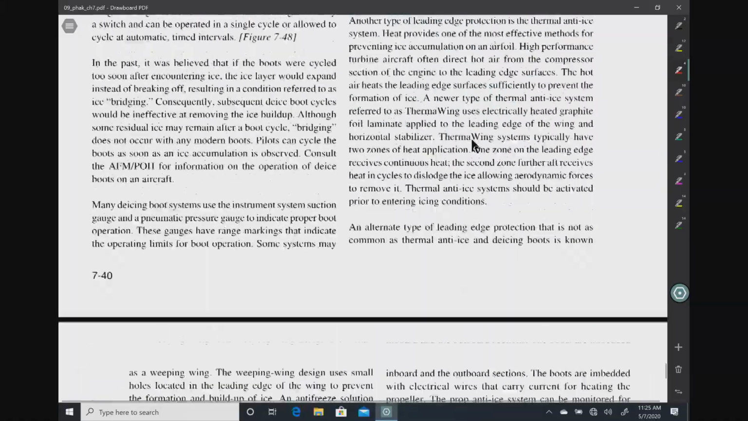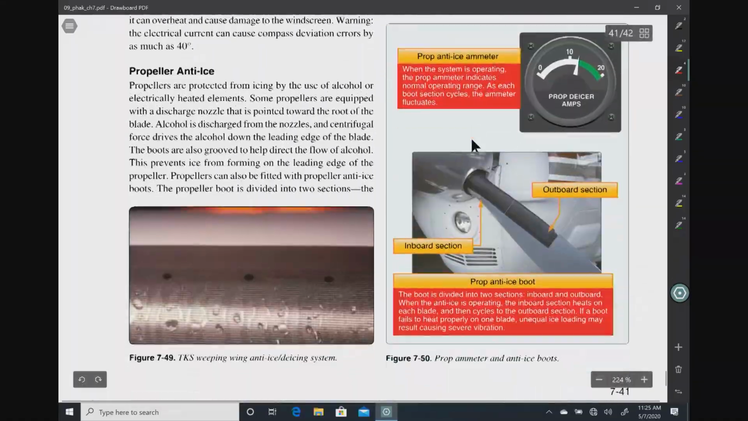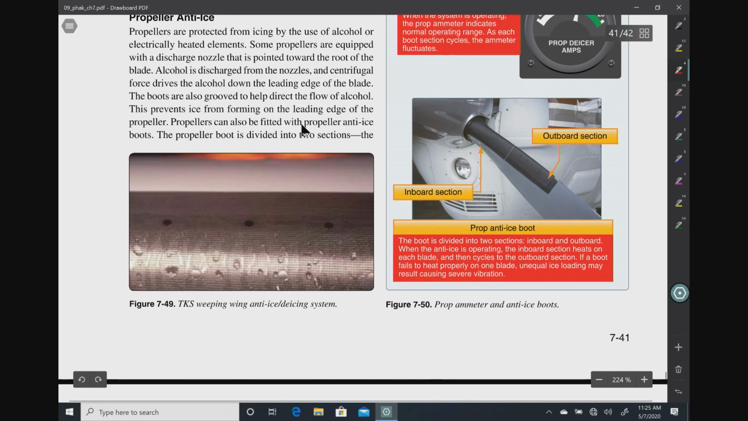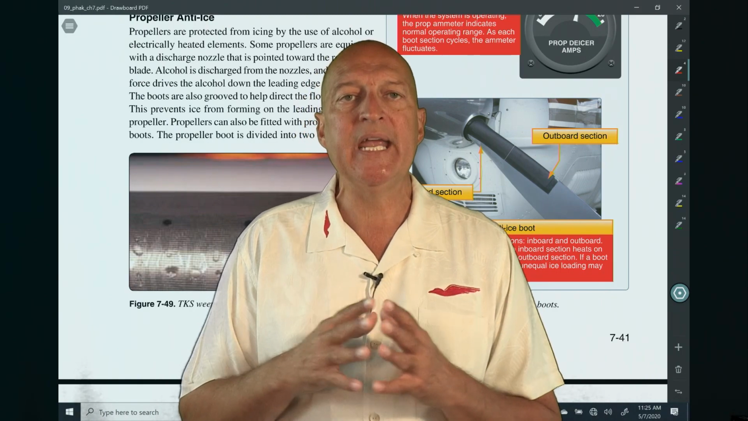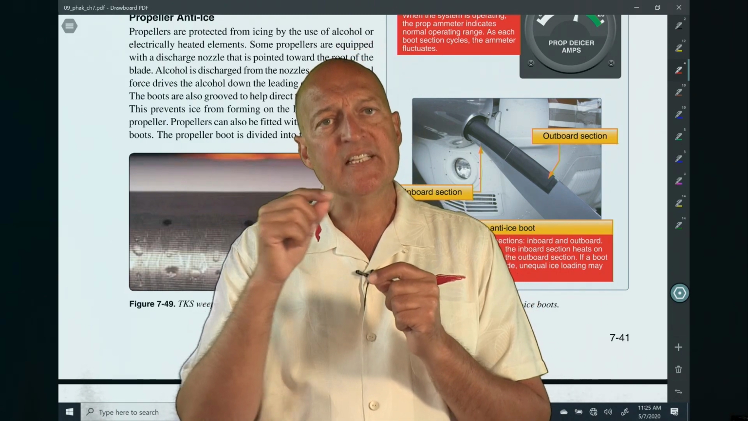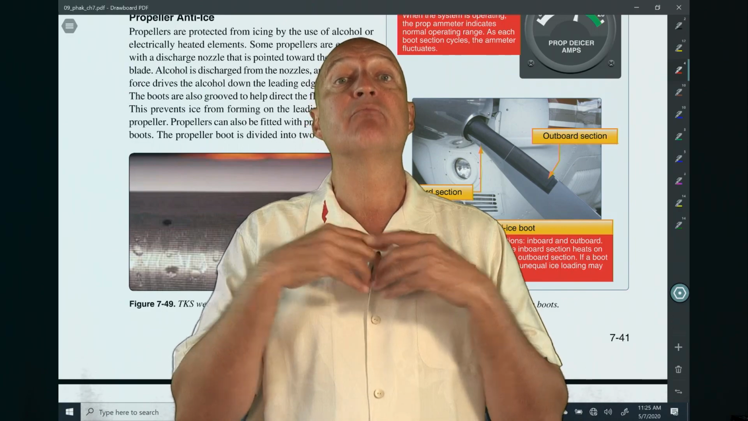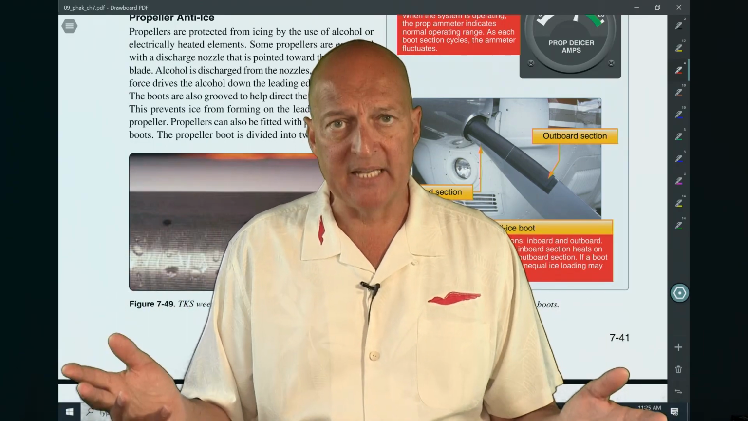I thought there was a picture here, and I apologize for this. Yes, here it is. There is also an anti-ice system. If you look here at 7.49, you can see the leading edge of this wing, and you can see these little beads of fluid here. On the leading edge, what they refer to as a weeping wing system is a way to actually keep the ice from forming on these wings in the first place.